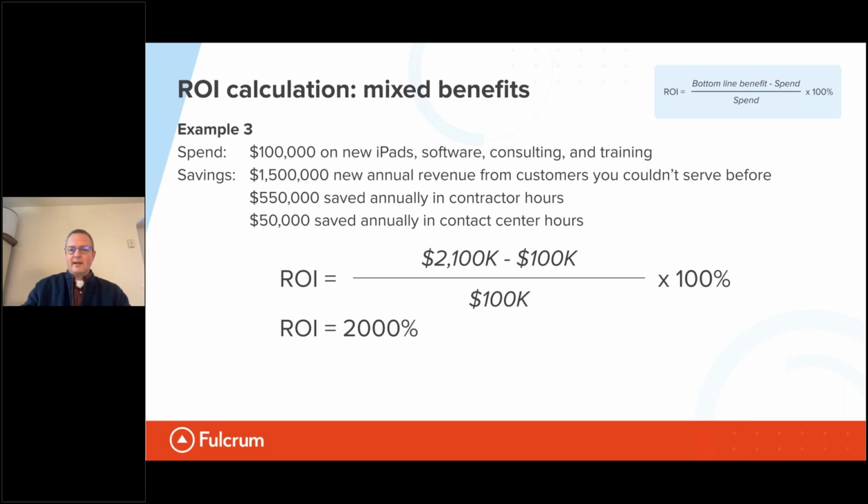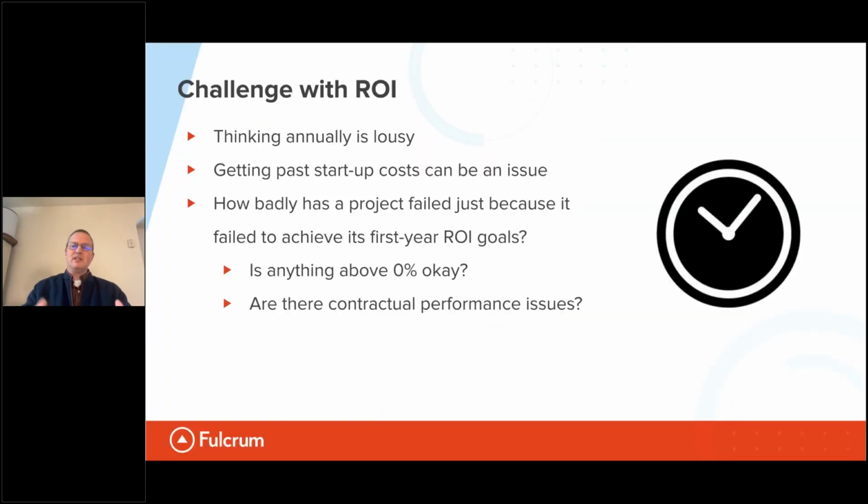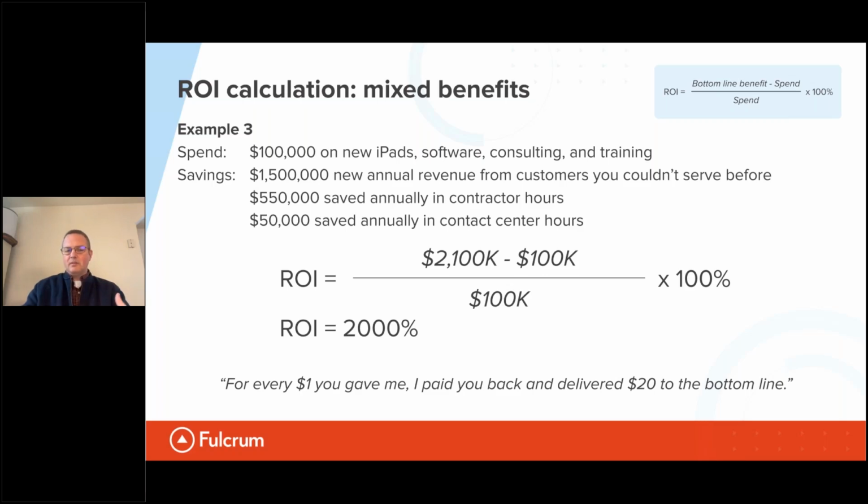So here again, the way that I can think of that is for every dollar you gave me, I paid you back and delivered $20 to the bottom line. One additional way of thinking about that comment, about the money that you gave me and what I'm delivering back to you, you could also say something like, for every dollar that you gave me, I was able to do $20 worth more using the same budget. That's another way of considering how to think about this. If you're focused on just spending your budget, you're not concerned about savings per se, but on spending your budget, that's another way to think about it. For every dollar you gave me, I was able to do 20 times more with that dollar than I would have been without this investment.